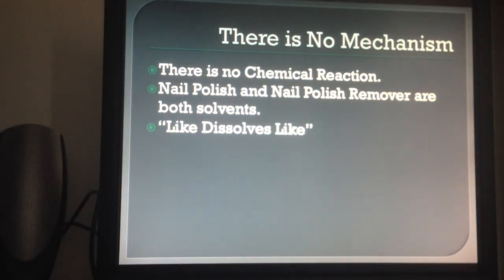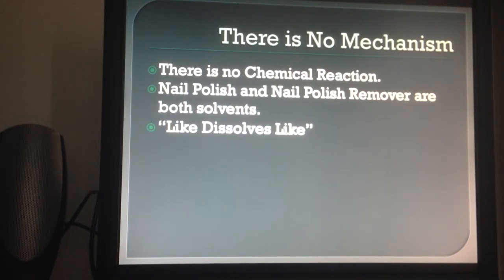There is no actual chemical reaction when the polish remover is mixed with the polish. The active ingredients in both nail polish and nail polish remover are types of solvents. Nail polish remover works based off of the simple principle that like dissolves like. When the nail polish remover is added to the dried nail polish, the nail polish is put back into the form that it was in when applied to the nail.